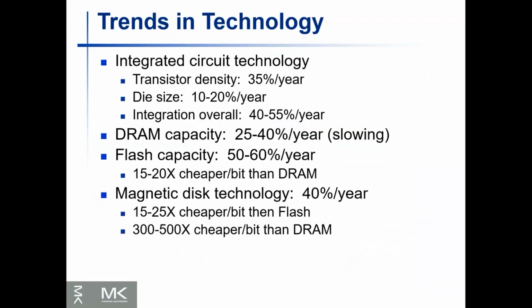The trend follows this way. Every year, transistor density increases 35% per year, die size 10 to 20% per year, and integration about 40 to 55% per year. DRAM capacity is increasing 20 to 40% per year, but slowing down. Flash capacity is 50 to 60% per year, and magnetic technology is also slowing down from 40% per year. I think now it's a bit down. There's not much more you can compress on the platter.